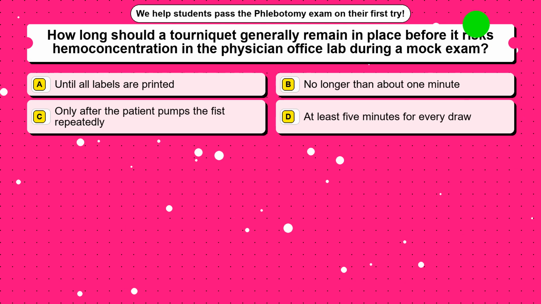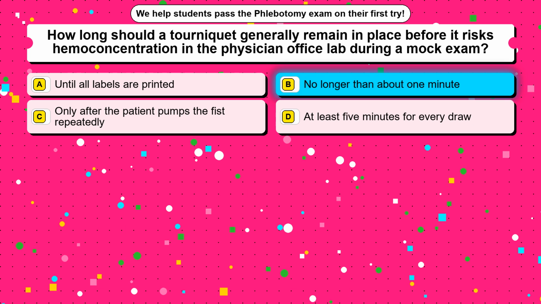Question 14. How long should a tourniquet generally remain in place before it risks hemoconcentration in the physician office lab during a mock exam? Option A. Until all labels are printed. Option B. No longer than about 1 minute. Option C. Only after the patient pumps the fist repeatedly. Option D. At least 5 minutes for every draw.